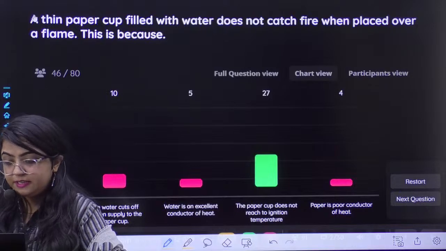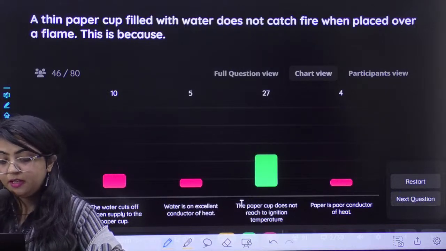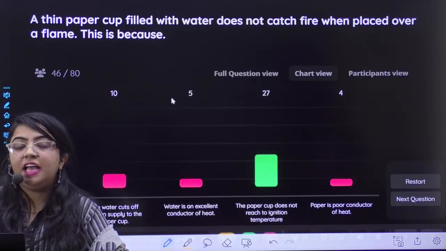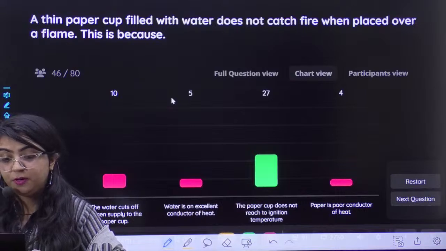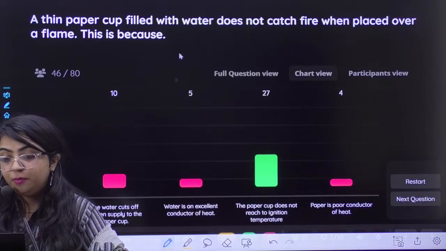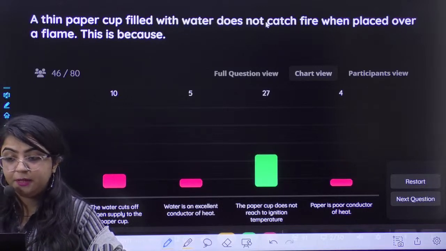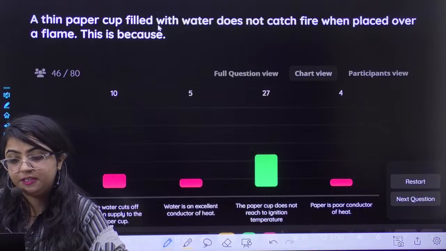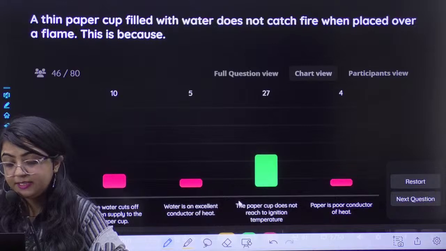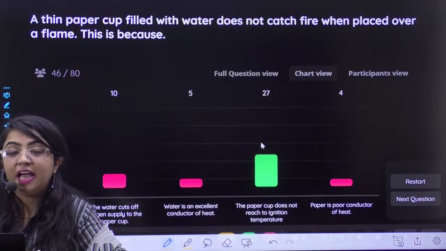Okay, so 30 seconds are up. The correct option for this question is option C. The paper cup does not reach the ignition temperature. As we know, for any substance to burn, the temperature should be above its ignition temperature. So because of the water, the paper will not reach its ignition temperature, and due to this reason, the fire will not catch.